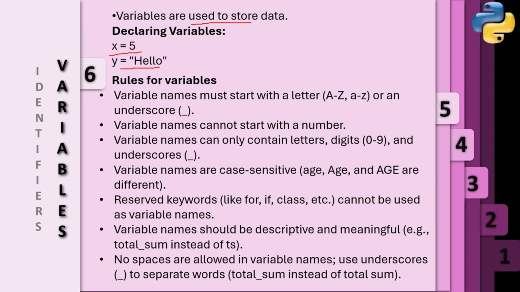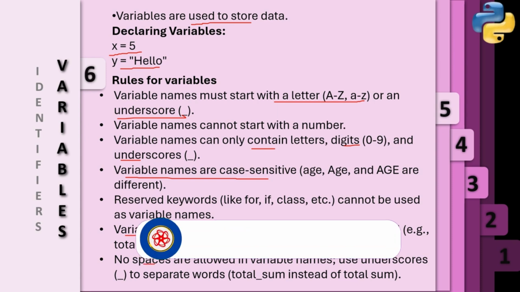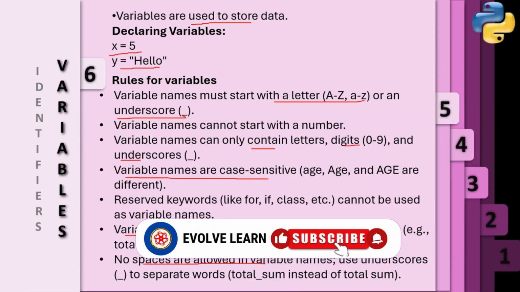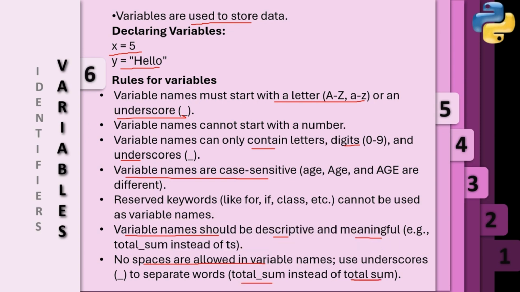Variable names must start with a letter or an underscore and can contain letters, digits, and underscores, and these variable names are case sensitive. The variable names which we are defining should be descriptive and meaningful, and no spaces are allowed in between the variable names. You can use an underscore to separate them, as you can see in this example, total_sum. Instead of writing it with a space, we used an underscore in between. Always remember these 2 points: variable names should not start with a number, and we cannot use reserved keywords as variable names. Next, we will explore the final topic, identifiers.